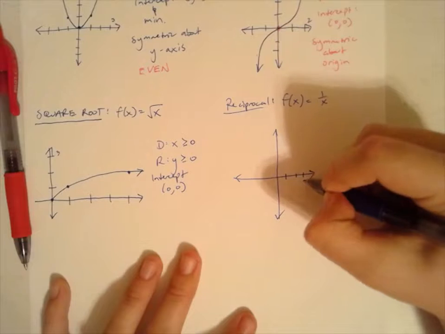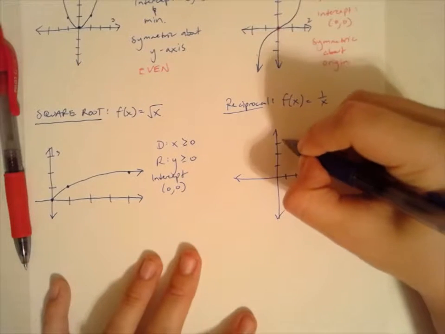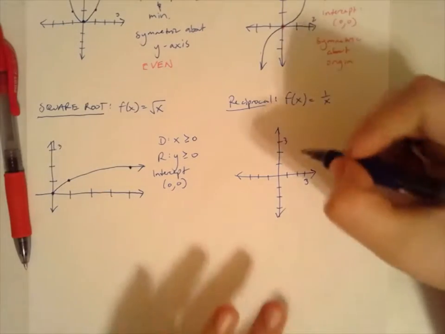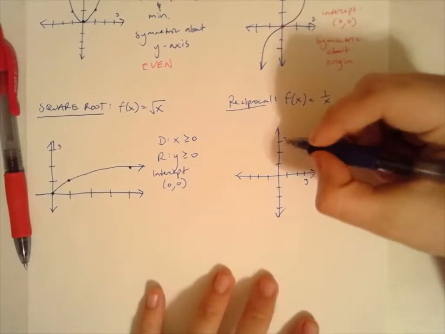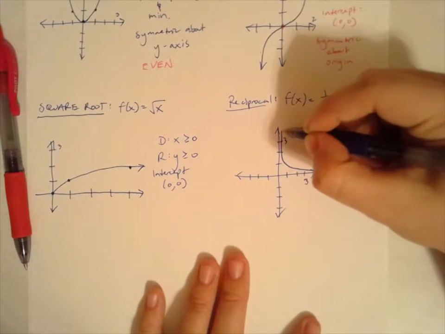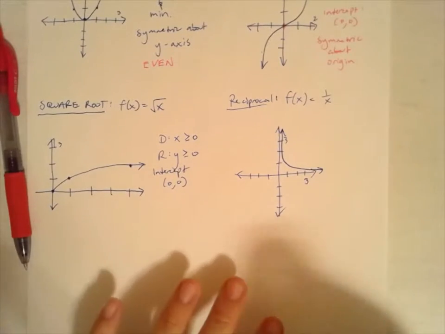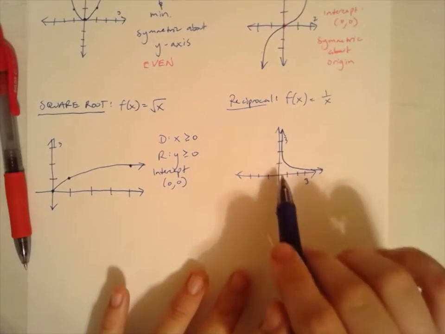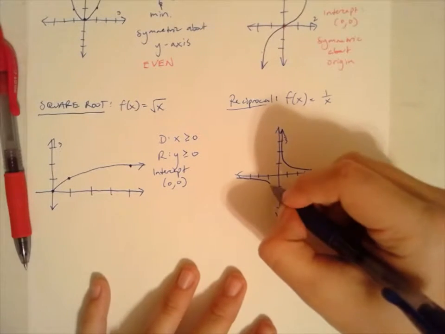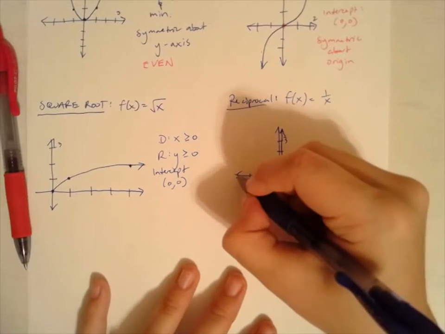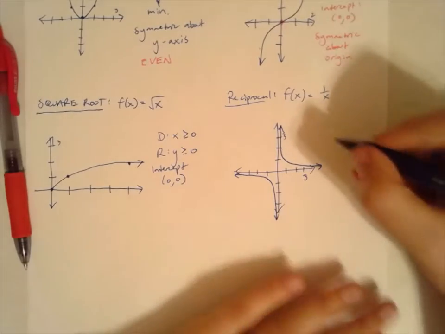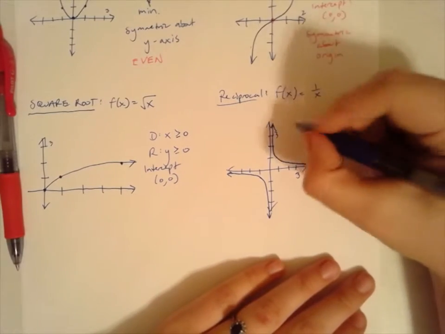Let's just give ourselves some points here. Make sure to always label your graphs well, like I do in your notes. That's always a good thing for you to do. And what the reciprocal function does is it has asymptotes, a vertical asymptote at 0 and a horizontal asymptote at 0. And so it gets really, really close to 0 on both sides there, but it never actually touches. And that being said, we're going to consider that when we write out our domain and our range.